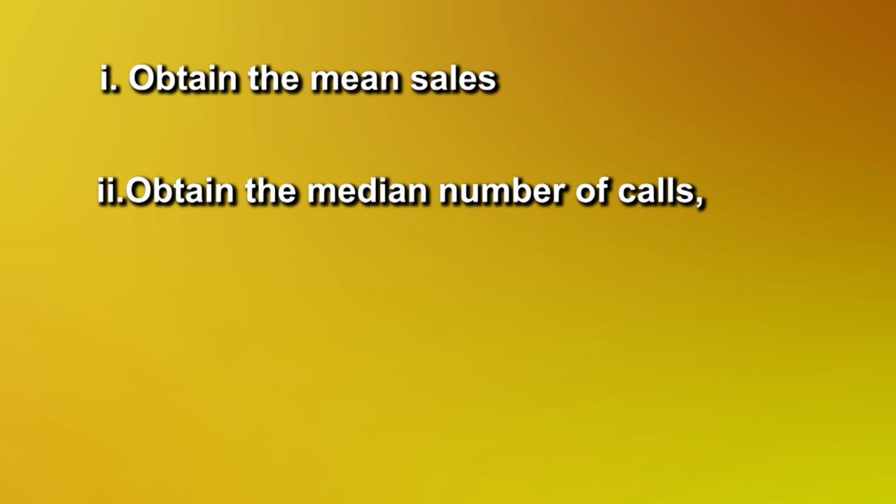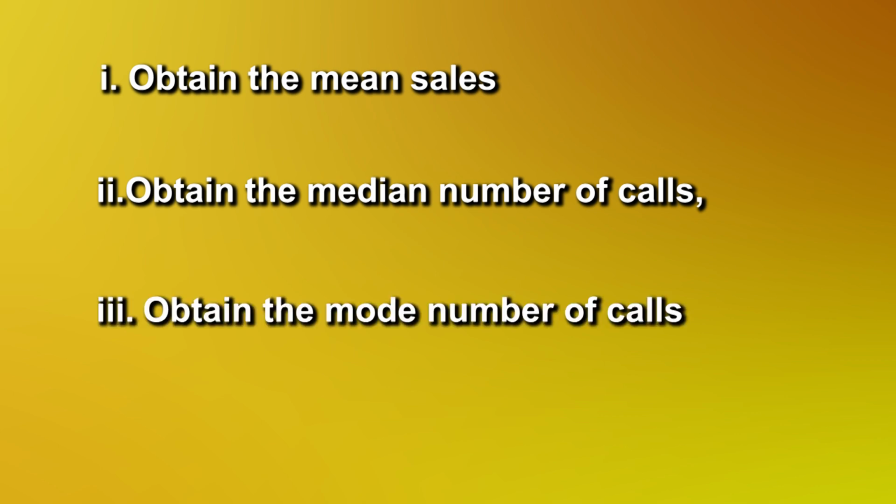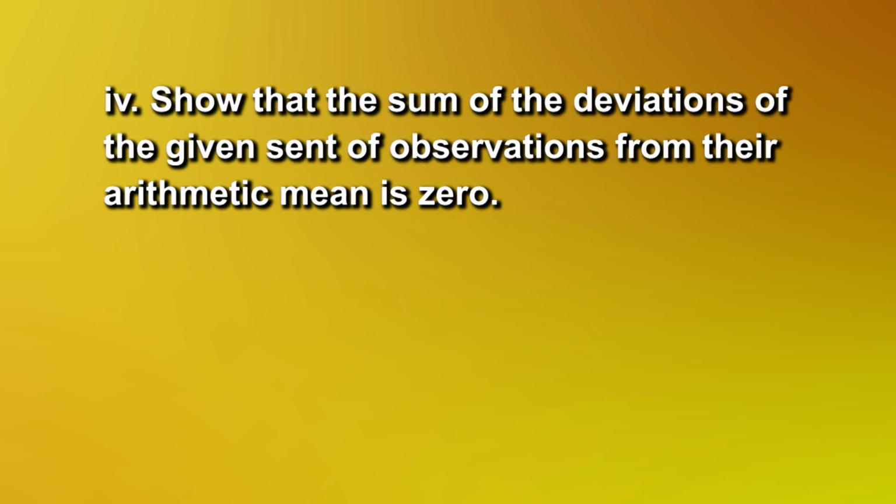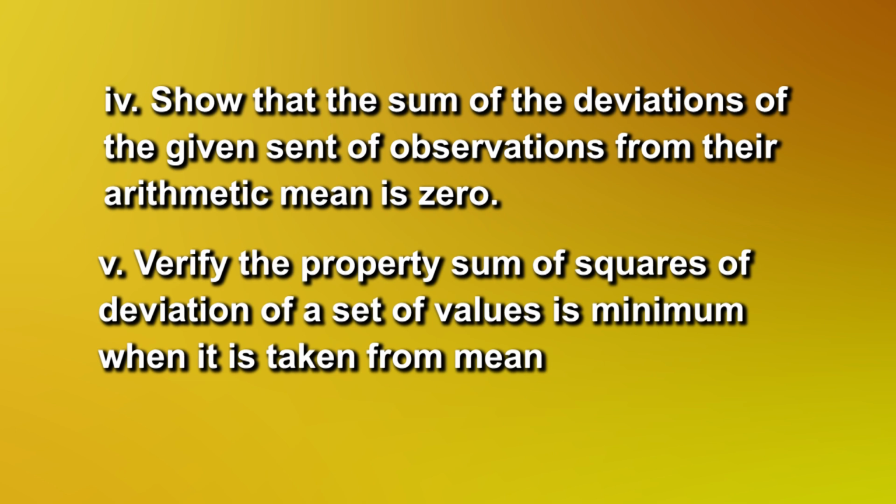Obtain the mean sales. Obtain the median number of sales. Obtain the mode number of sales. Show that the sum of the deviations of the given set of observations from their arithmetic mean is 0. Verify the property sum of squares of deviation of a set of values is minimum when it is taken from mean.